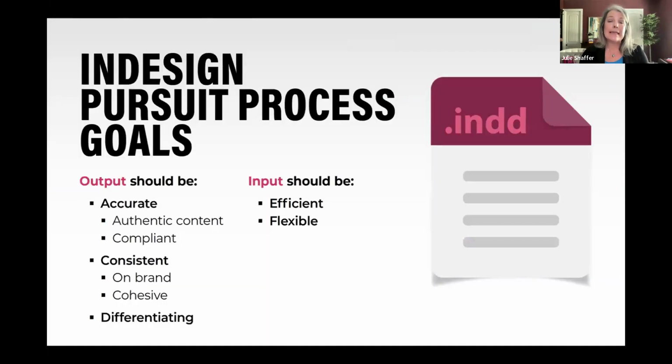So when we're looking at InDesign from a process perspective, we have a few goals in mind: the output and the input. So when you have a pursuit, the output is the deliverable. And what can InDesign do to help you with some of the basic features of your output? Well, the first thing is, of course, your output needs to be accurate. So you need to have compliance to the RFP or the RFQ. You need to have authentic and correct and true information about your firm.